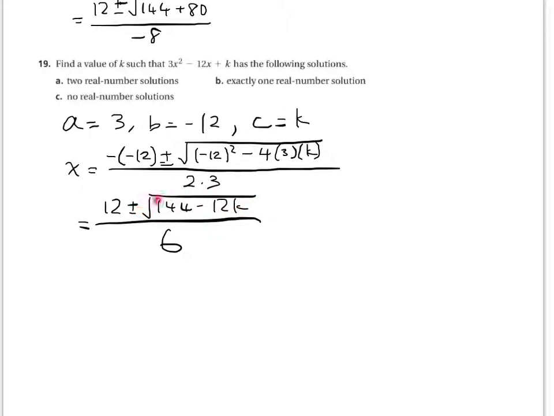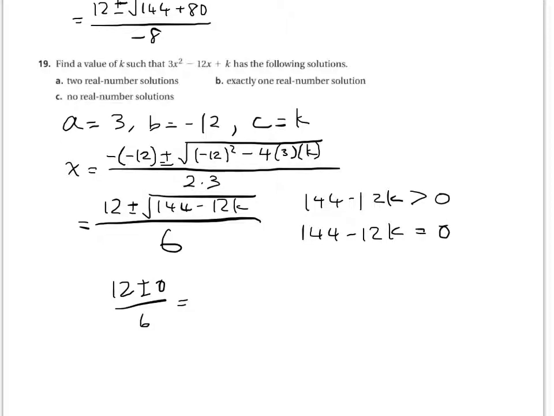So if 144 minus 12k, the inside of the square root, is positive, then we have two solutions, right? If the inside of the square root is 0, then we have 12 plus or minus 0, which is the same thing. That means if you simplify that, you only have one solution. So if 144 minus 12 times k equals 0, then we should have one solution.